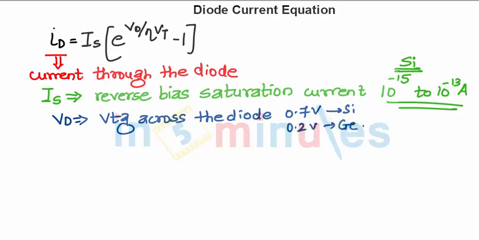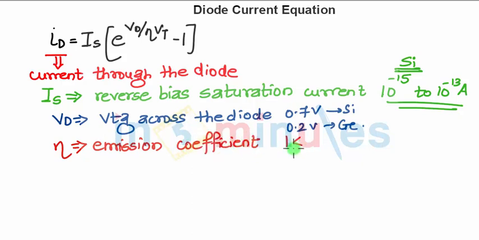Now next is the value of eta. Eta stands for the emission coefficient. Eta value is between 1 and 2. If the eta value is not specified in the question, we generally take the value as 1. The emission coefficient eta takes into account any recombination of electrons and holes in the space charge region.